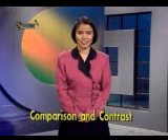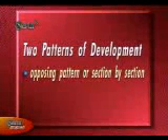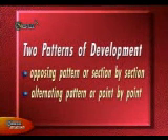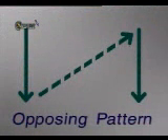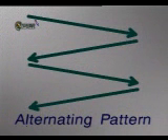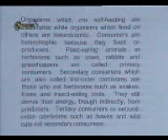Aside from the rhetorical device of description, we have also comparison and contrast. There are two patterns of development: the opposing pattern or section by section, and the alternating pattern or point by point. In the opposing pattern, the characteristics of one are enumerated and then the characteristics of the other to which it is being compared. While in the alternating pattern, the two entities are compared side by side. Our example is paragraph 3 of the ecosystem text.